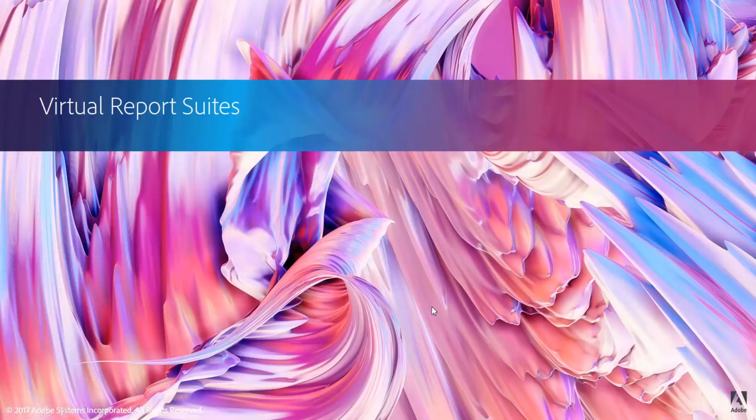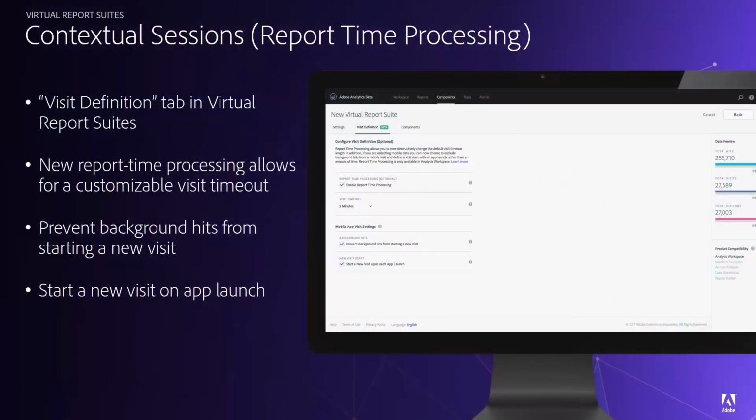So I'll move into the updates to virtual report suites next. Virtual report suites today allow you to apply a segment to a parent report suite to create a subset of data that you want to give business users access to. And that's kind of where virtual report suite functionality ends today. So with two improvements that we're making to virtual report suites, we're going to be introducing two new tabs. The first tab is the visit definition tab, and then we're calling this contextual sessions or report time processing.